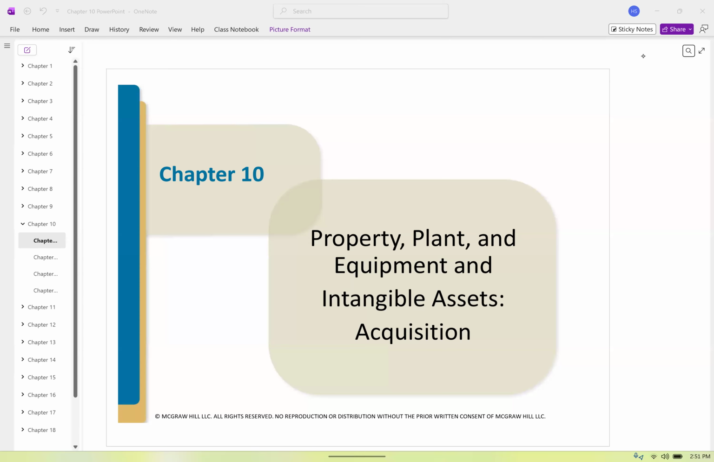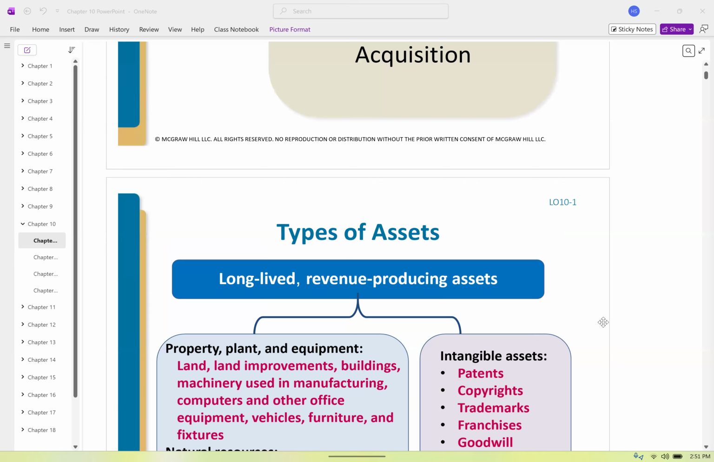All right, we're on chapter 10. We're on property, plant, and equipment and intangible assets acquisition. Okay, so we're going to jump on in here.